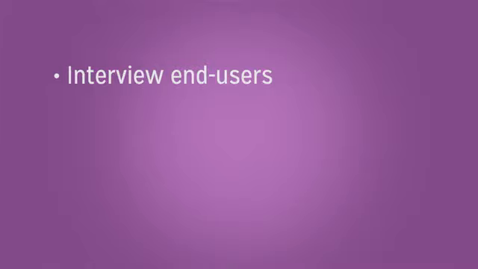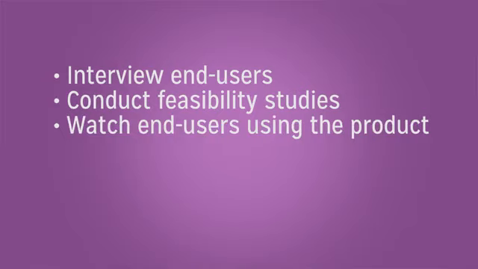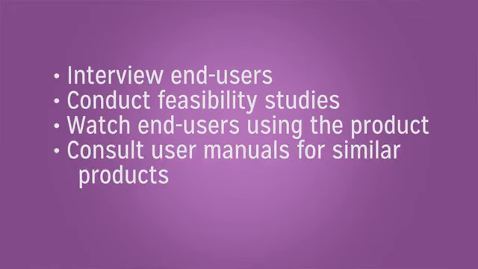Also, requirements do not have to specifically come from the client. There are many ways to elicit additional requirements. For example, you can interview end users to see how they work, what they want, and what they like. You can conduct a feasibility study with a focus group. You can observe end users to see how they use the product. If the end users had used a previous product, you can consult the product's user manual to see what they're used to. These elicitation techniques help to deliver a better product for your end user.